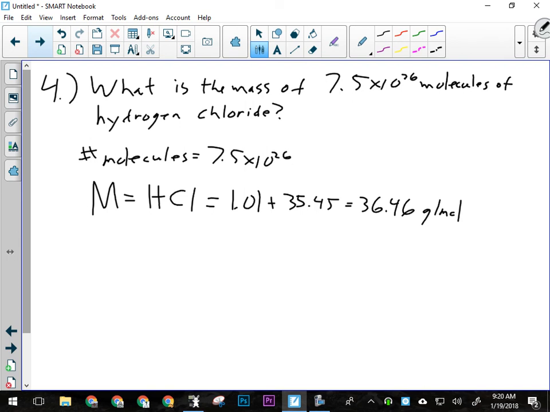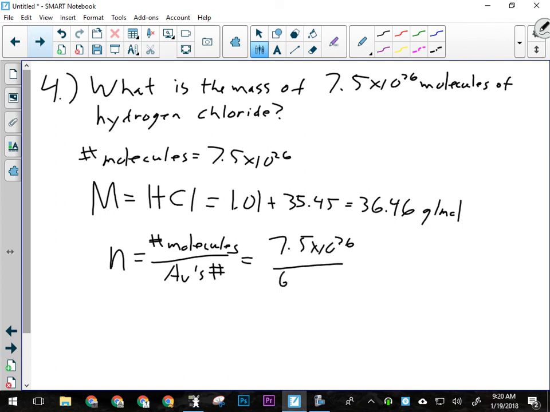All right, what does Avogadro's number tell me? Number in 1 mole. So the number of moles is going to be a small number or big number? Small number. So do I want to multiply by Avogadro's number? Do I want to take this big number here and multiply it, or divide it? Divide it, then I'll get a nice small number. So N equals the number of molecules divided by Avogadro's number, so 7.5 times 10 to the 26 divided by 6.02 times 10 to the 23.